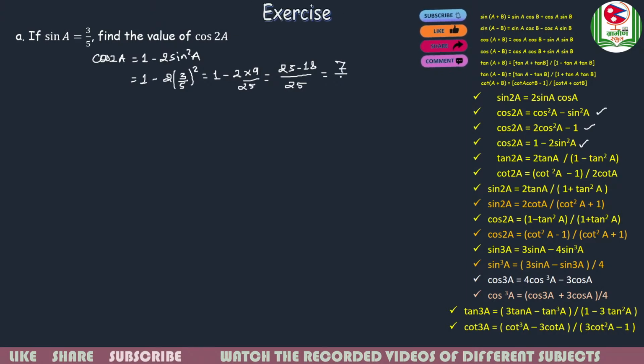7/25. So cos 2A equals 1 minus 2 sin square A, and we put the value of sin A, which is 3/5. The square of 3/5 is 9/25, and 2 into 9 is 18. On taking the LCM and simplifying, we get (25 minus 18)/25 equals 7/25. So this is cos 2A.